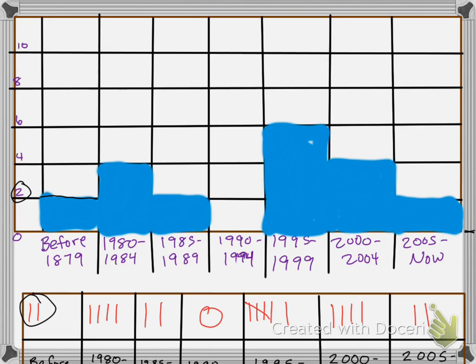Now, the column that has the most pennies in it is called the mode. The mode is the most, when there's the most of something. So my mode would be the years 1995 to 1999.